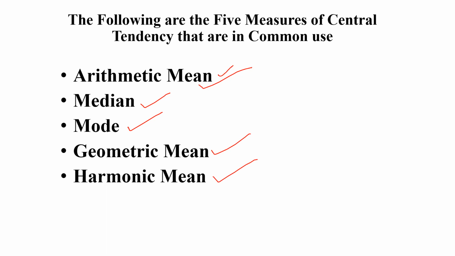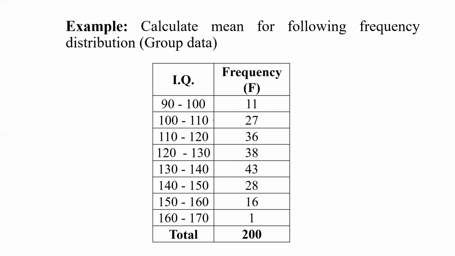If we have an ungrouped data set, then simply, as we know, the sum of the observations divided by the number of observations gives the arithmetic mean. But the problem is that once we have grouped data, how will we calculate it? So let's have one example.